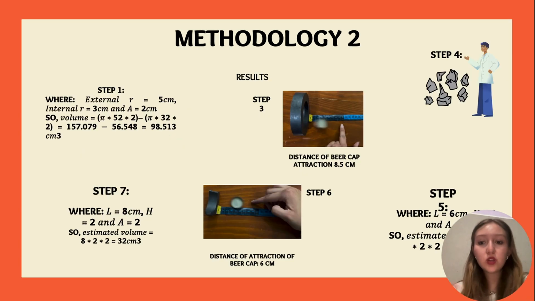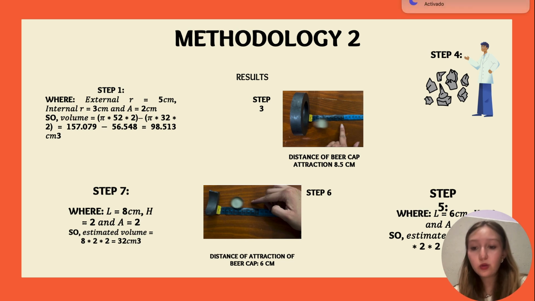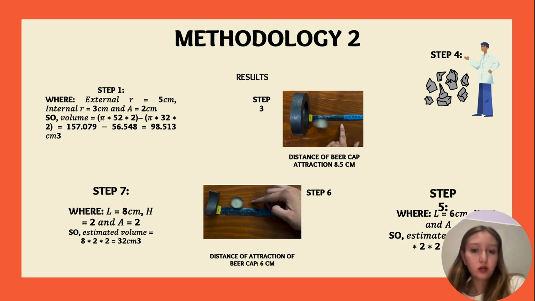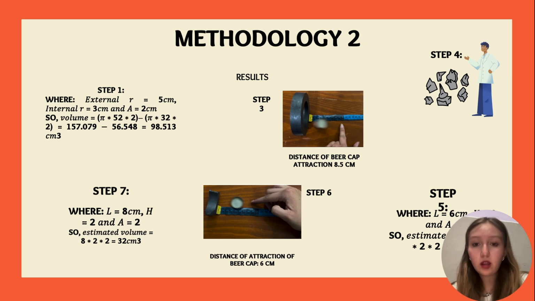The first step was to measure the volume of this object using this formula with the radius of the magnet and using pi. In the second step, I put the beer cup close to the magnet and started to pull it away until it fell out of the magnetic field, and with the help of the ruler I determined that the distance of beer cup attraction was 8.5.